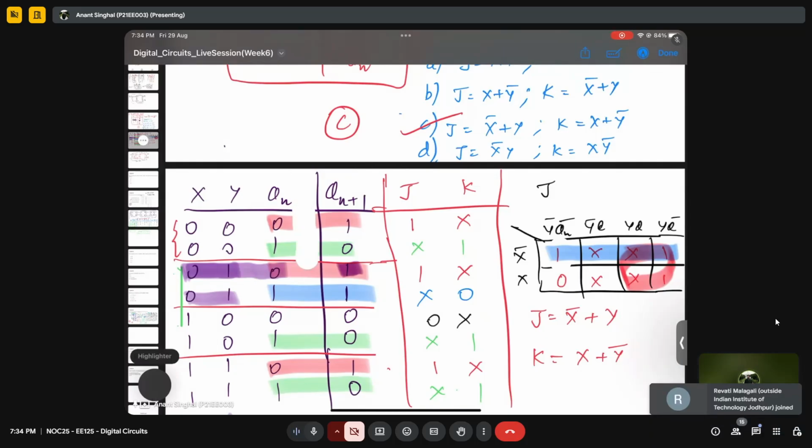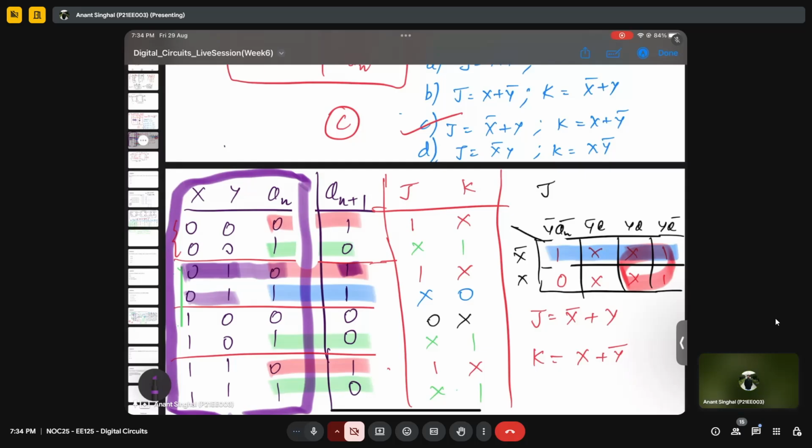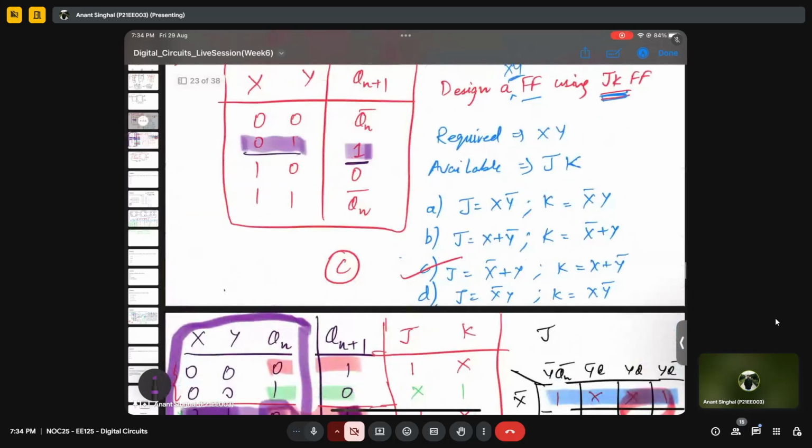So please consider this as the inputs. This is what we have written in order. We are actually calculating Qn plus 1. So you have to take all the combinations. So when it is 0, 1, you can say Qn plus 1 will be 1. You are not caring about what Qn actually is. You are only caring about Qn when the inputs are either 0 0 or 1 1.